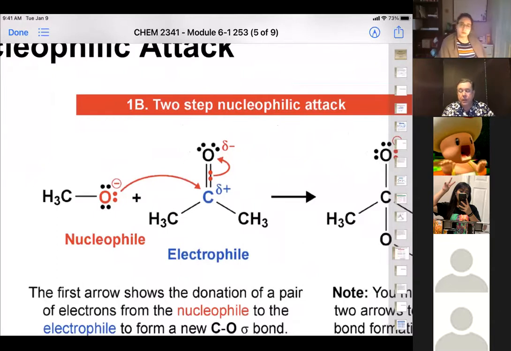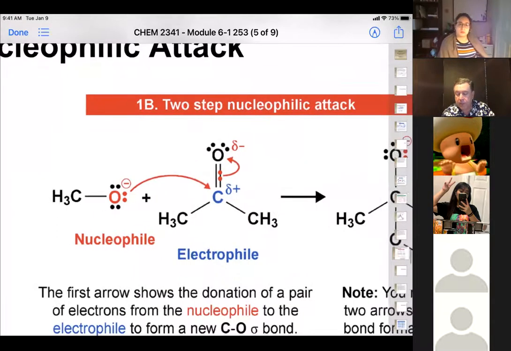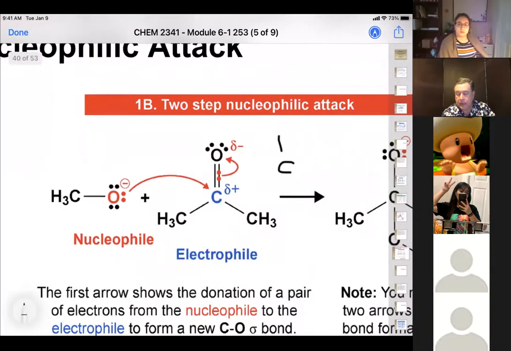Oh, wait. We have a polar bond between the carbon and the oxygen, where the oxygen is pulling electron density toward the oxygen because it's more electronegative. And so that means that there's a partially positive charge on carbon and a partially negative charge on the oxygen. So because we have that partially positive charge because of bond polarity, we now have an electrophilic center. Okay, so we have that partially positive charge. That's where we're going to do the attack.